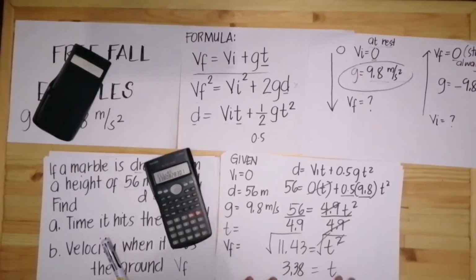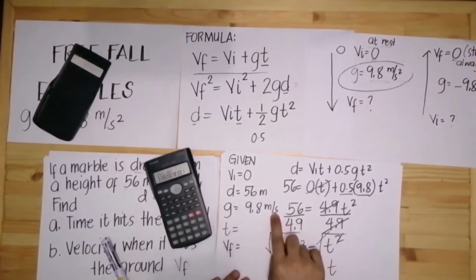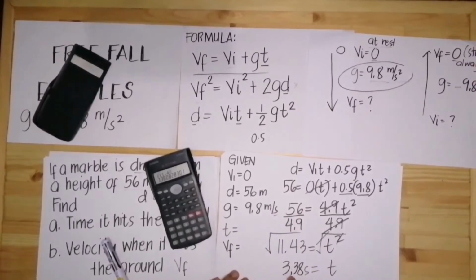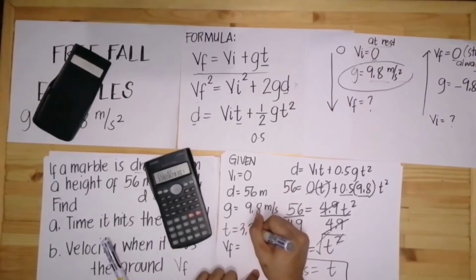Then since time yan, the unit that you will be using is the unit of time, which is seconds. Seconds kasi meter per second to. Huwag mong gamitin R kasi hindi naman to meter per hour. So 3.38 seconds. This is the time.